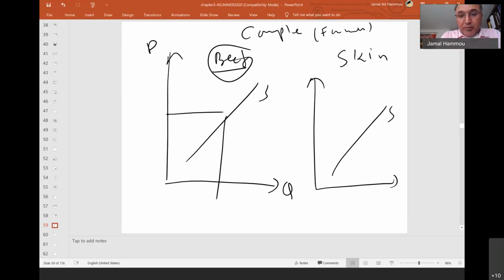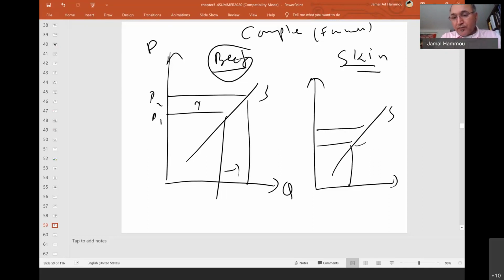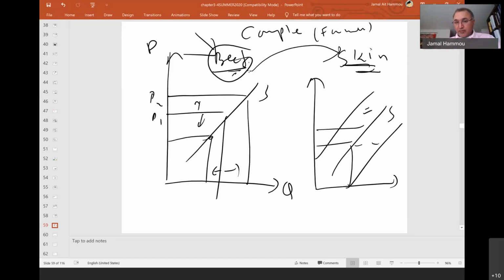So if the price of the meat goes up, okay, from P1 to P2, you're going to produce more beef. But anytime you produce more beef, you kill more cows. It means you have to increase the production of the skin. You cannot increase the production of beef without sacrificing the cow. If you sacrifice the cow, it means you are producing more skin. If the price of beef goes down, you are producing less beef, you are killing fewer cows, so the supply of skin will go down. So they are complements in production. They go together.